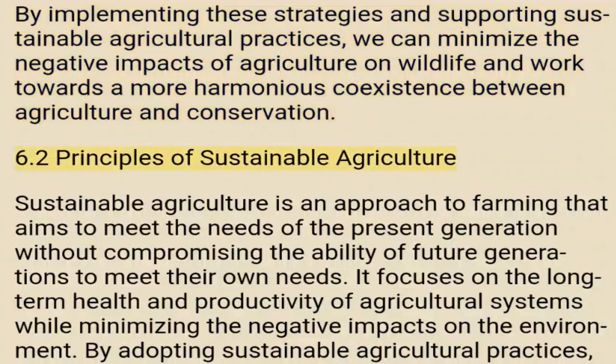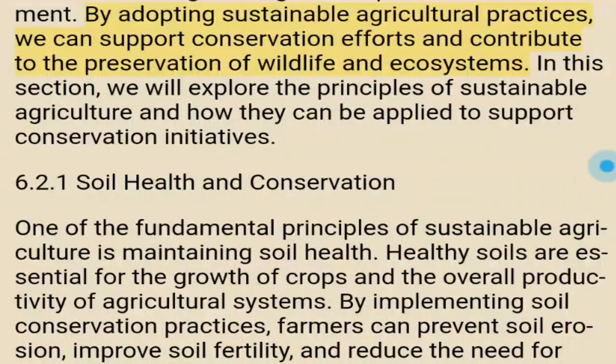6.2 Principles of Sustainable Agriculture. Sustainable agriculture is an approach to farming that aims to meet the needs of the present generation without compromising the ability of future generations to meet their own needs. It focuses on the long-term health and productivity of agricultural systems while minimizing the negative impacts on the environment. By adopting sustainable agricultural practices, we can support conservation efforts and contribute to the preservation of wildlife and ecosystems. In this section, we will explore the principles of sustainable agriculture and how they can be applied to support conservation initiatives. 6.2.1 Soil health and conservation.